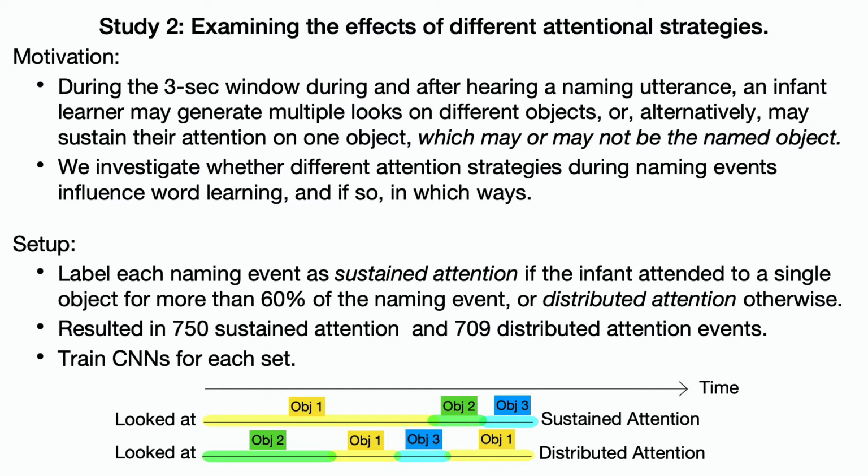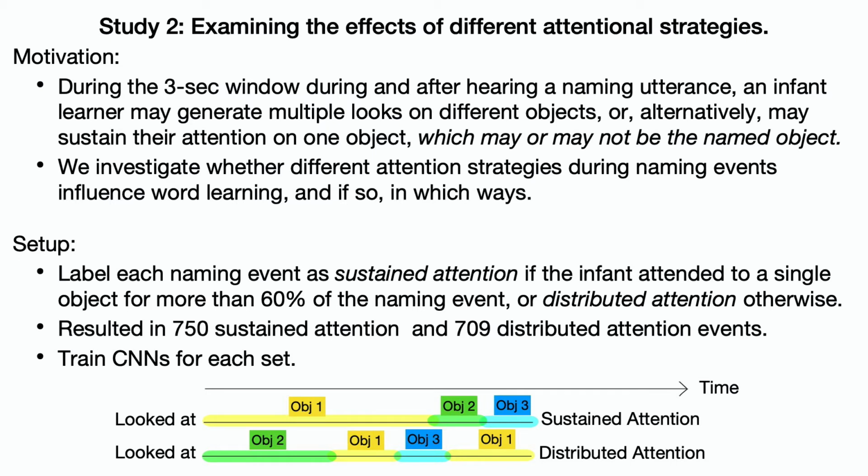For the top one, because the child looked at the object 1 for more than 60% of the time, it's a sustained attention event. On the other hand, in the bottom side, the child looked at 3 objects and then none of the looks is more than 60%. So this is distributed attention. The threshold of 60% is determined to make both sets roughly equal.